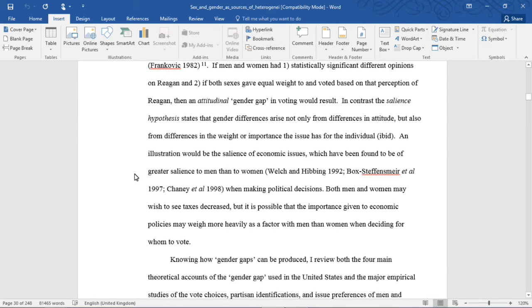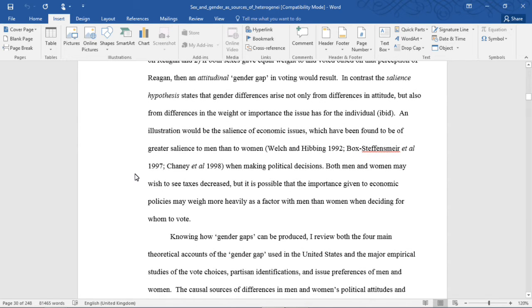In contrast, the salience hypothesis states that gender differences arise not only from differences in attitude, but also differences in the weight or importance an issue has for the individual. An illustration would be the salience of economic issues, which have been found to be of greater salience to men than to women when making political decisions.